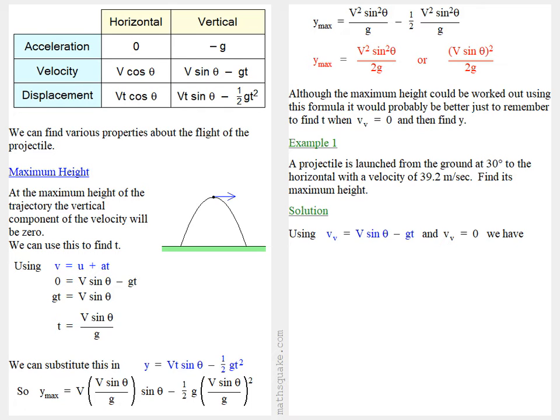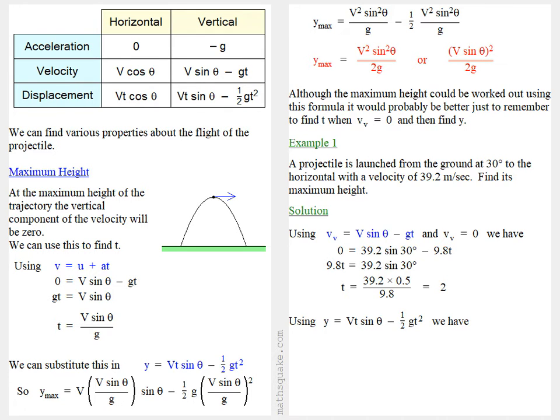So we have 0 equals 39.2 sine 30 minus 9.8t, which gives us 9.8t equals 39.2 sine 30, and because the sine of 30 is 0.5, we have t is equal to 39.2 times 0.5 over 9.8, which works out to be 2.